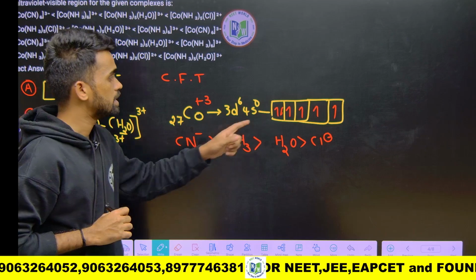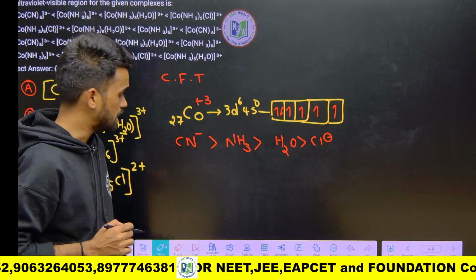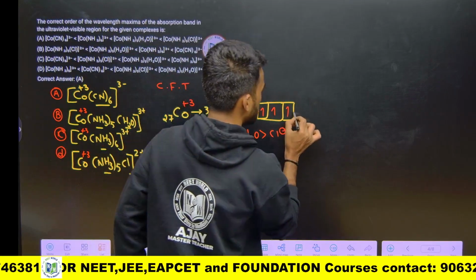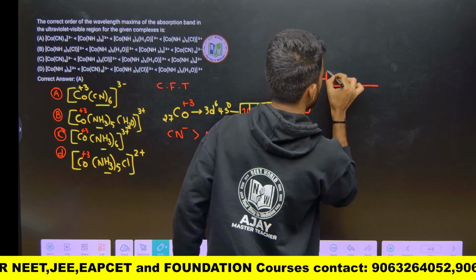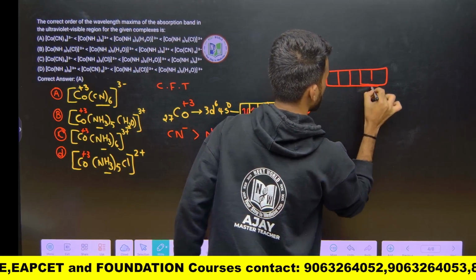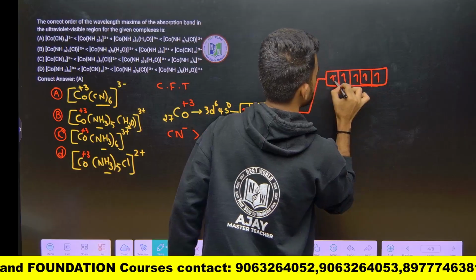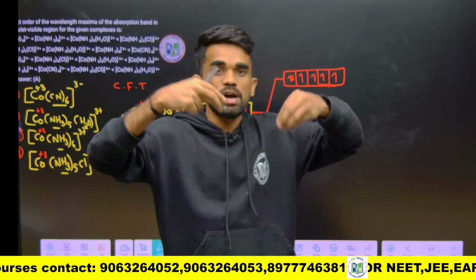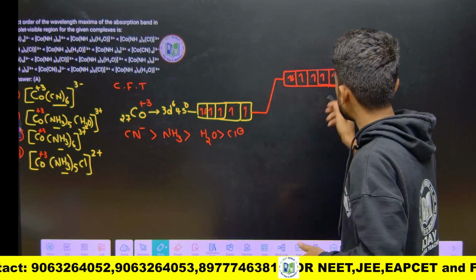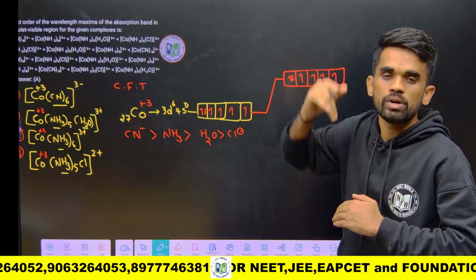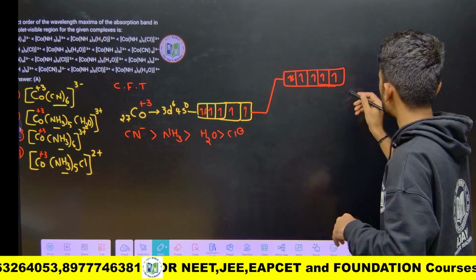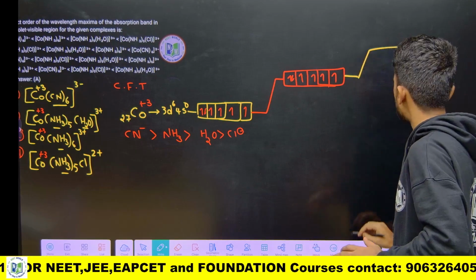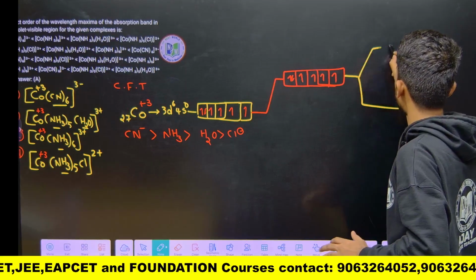Now when we place these 6 electrons in the ligand field, what happens? The degeneracy of the d orbitals is lifted, and the d orbital energy increases. Depending upon the approach of the ligands, these degenerate orbitals will be split into 2 different energy sets: one is the T2g set, and the other is the eg set.